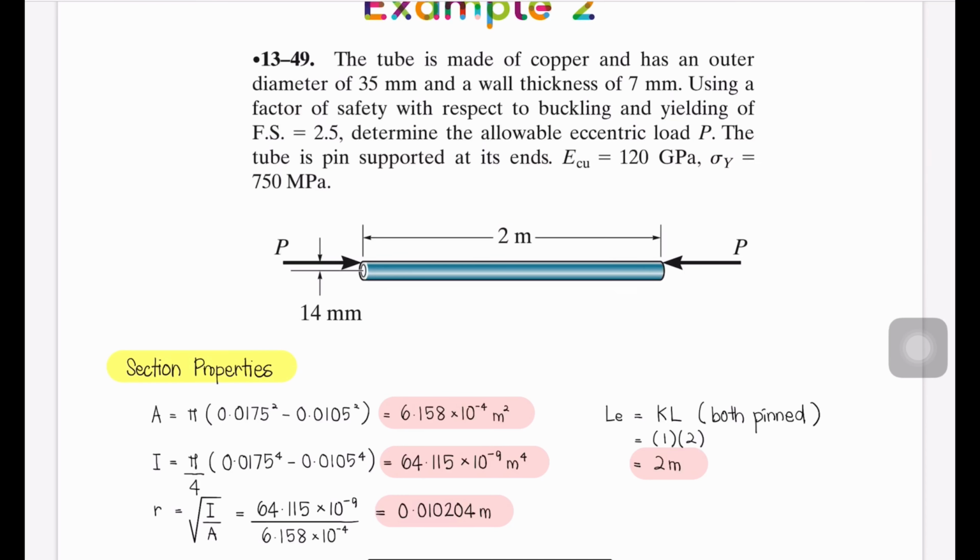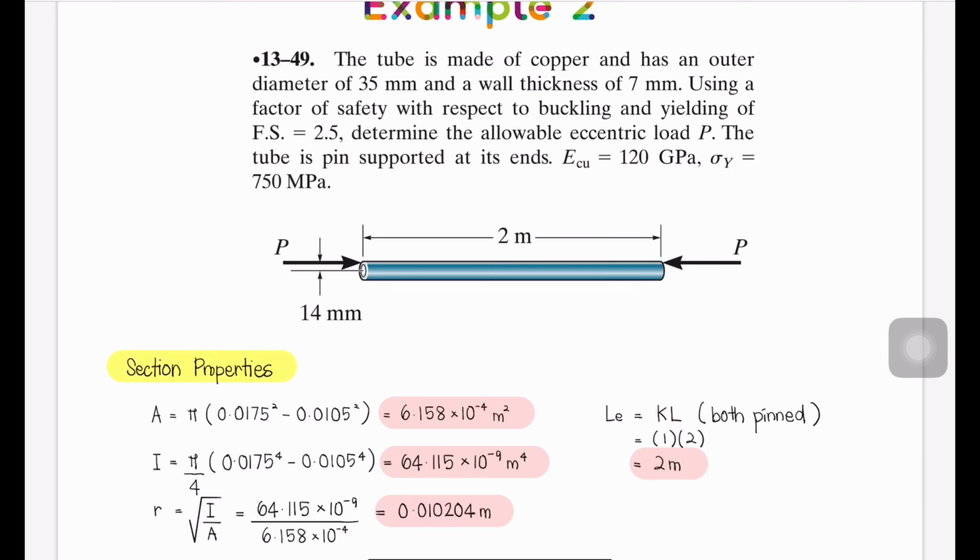For the first step, you have to determine the section properties of this copper tube. First, determine the cross-section area for this tube. Then you can get the moment of inertia, and r equals the square root of I divided by A. And this is the equivalent length, equal to K times L.